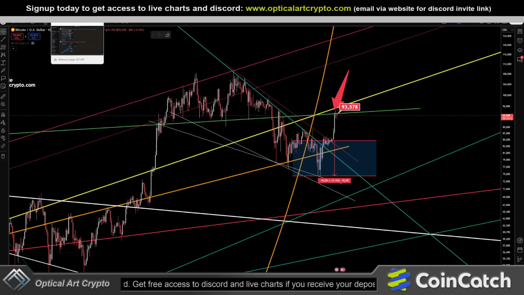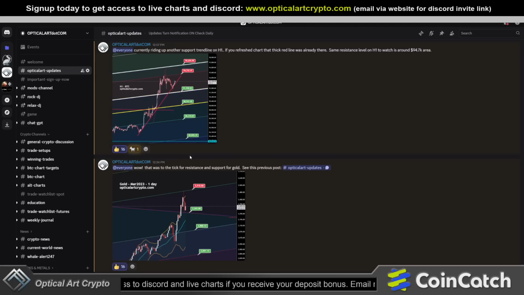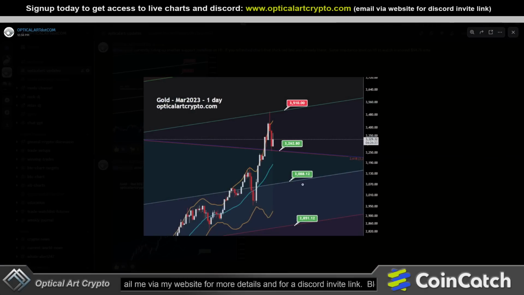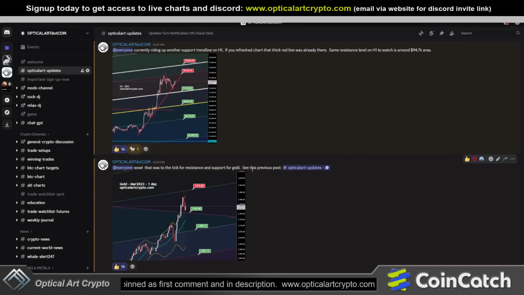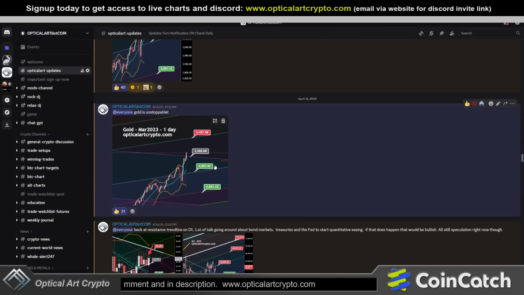In Discord, this was actually pretty awesome. You can see this post here. So wow, that was to the tick for resistance to support for gold. So if you watch previous videos I put out, I was talking about gold. Now I did say this could be a possible point to short. I said if I'm wrong and we push above it, your next point to short was right here around 3,500. And then obviously this resistance, you can see it hit support. I mean, this was to the tick for gold as resistance and support. And I mentioned, see this previous post, and you can see this post right here.